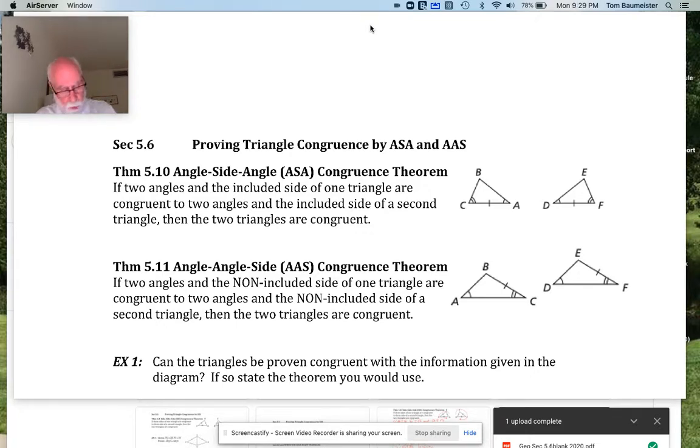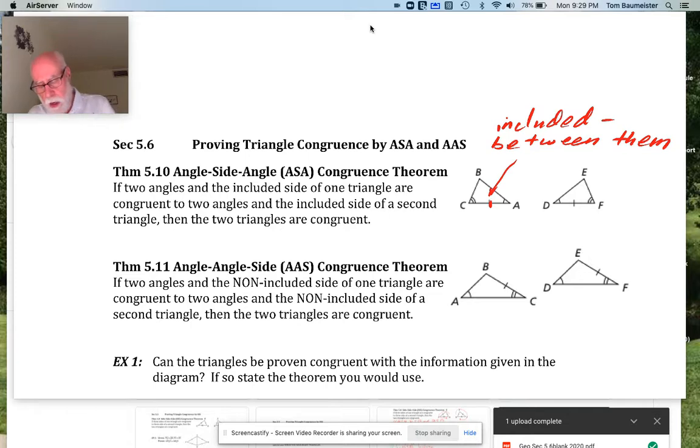So remember, when we're talking about included, that means it's in between. So included means it's between them. If you look at this one here, it is in between the two angles, so it is included, and the same on this one here. Since it's in between the two angles, it is included.